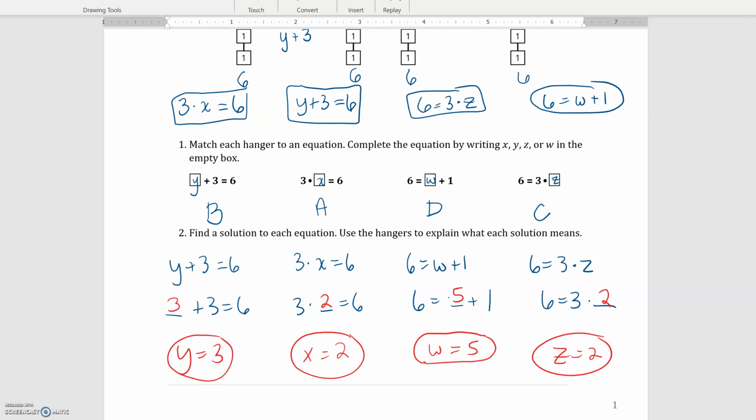Here are the solutions to the 4 equations: y equals 3, x equals 2, w equals 5, z equals 2.